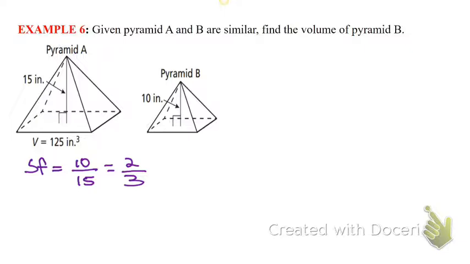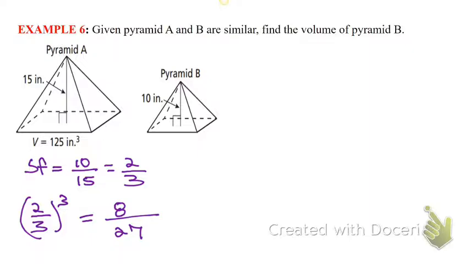If you did 15 over 10 and just stuck with having the bigger pyramid on top and the smaller one on the bottom, that would be just fine. So that is the scale factor of the heights. But we need the scale factor of the volumes if we're going to find the volume of pyramid B. So the scale factor of the volume is the scale factor of the sides cubed. So when you cube 2/3, you get 8/27.